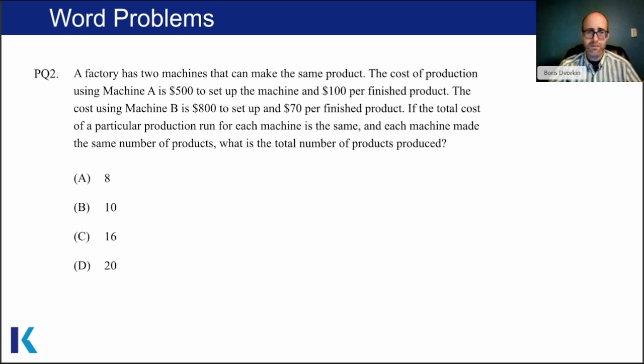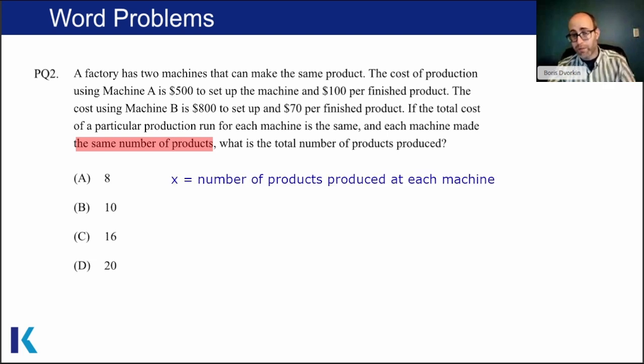Hi everyone, let's review what's happening in this factory. The question's asking for the total number of products produced. I don't know how many products machine A makes or machine B makes. It does say in the question that they make the same number of products. So let's say X is our number for the number of products produced at each machine, because they're the same. So we can use the same variable for both. Let's do translation. Let me know in the chat, folks.